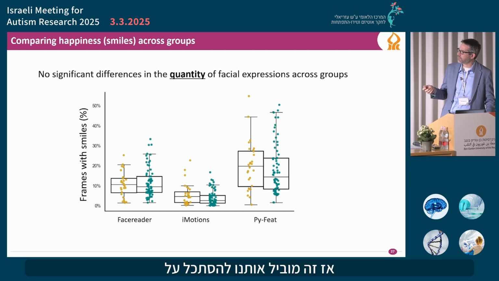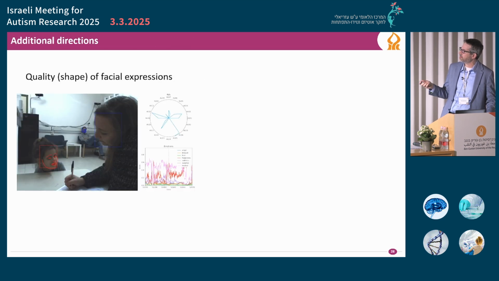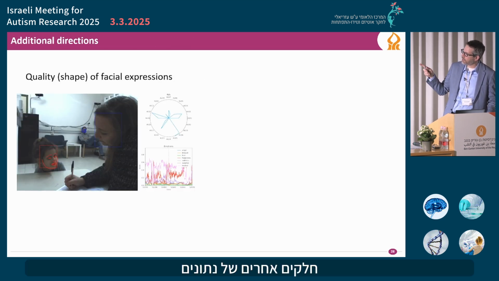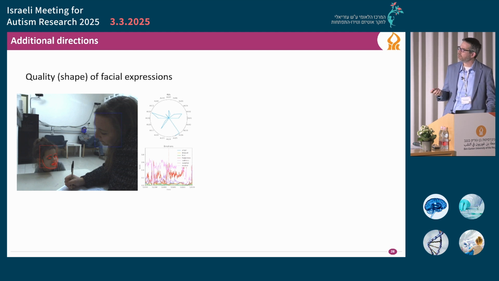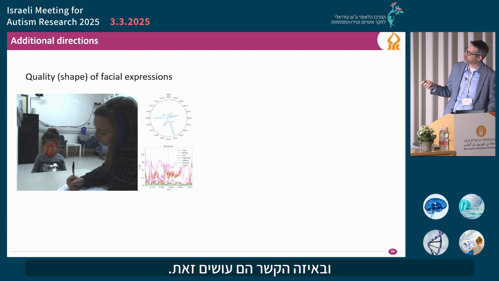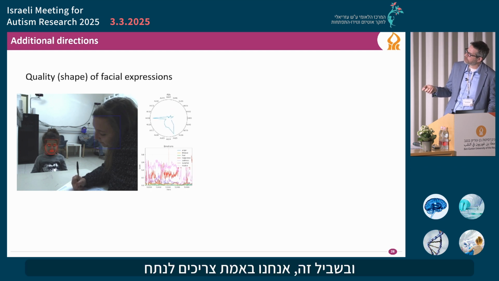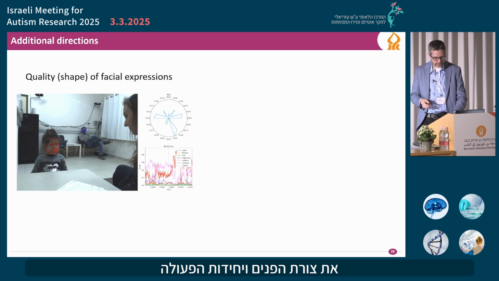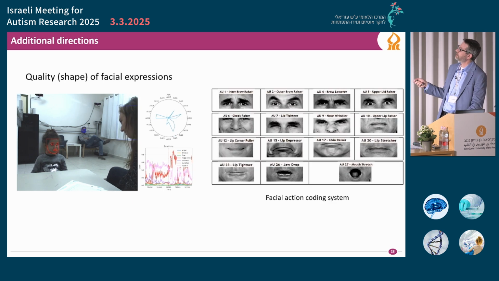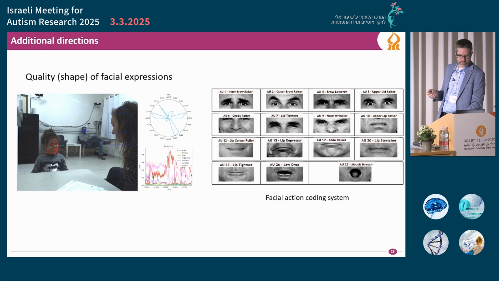And so this is driving us to look at other parts of this data that tell us about the quality, about how they're smiling, how they're frowning, and what context they do this in. And for that, we actually need to analyze the shape of the face and the action units that are being expressed.